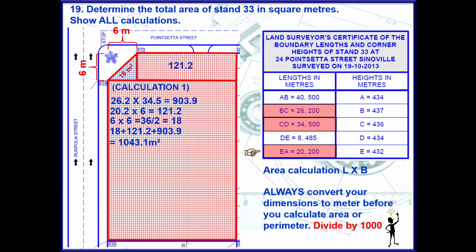Another way that we can do our calculation is to use the entire length of BC, which is 26.2 meters, and we multiply that by 40.5 meters, which is the entire length of AB. That then will give me a dimension of 1,061.1, and then we can deduct the 18 square meters, which means that our answer will be 1,043.1 square meters.